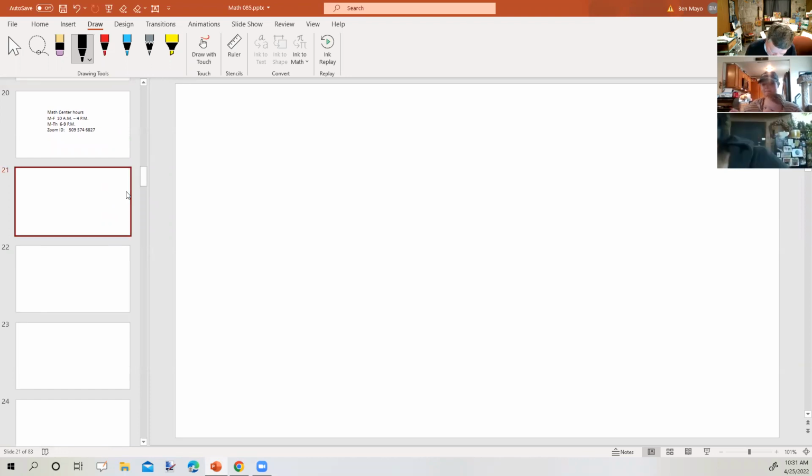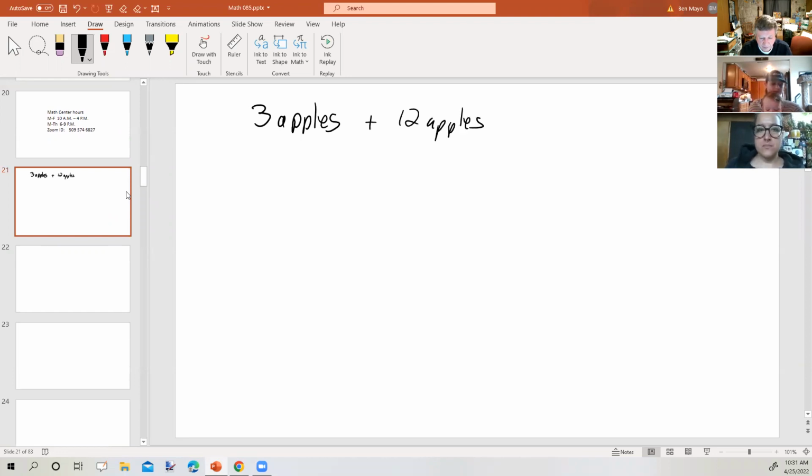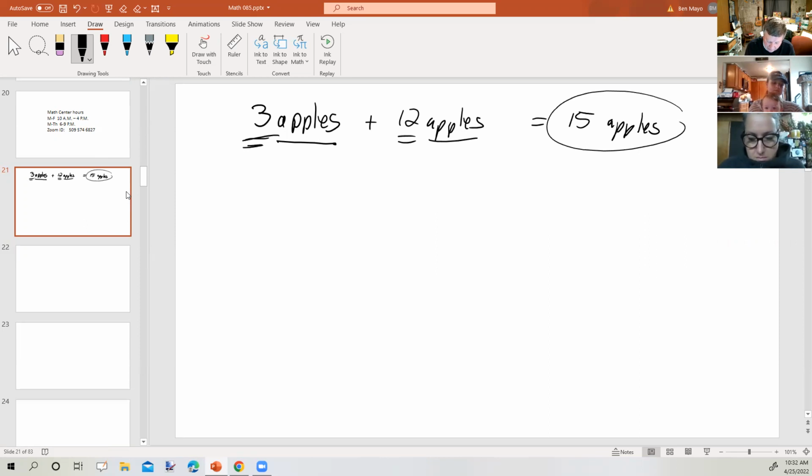Suppose you have 3 apples and your friend comes over and gives you a bag of apples, and in the bag there are another 12 apples. What's the total number of apples you have now? Well, you would take 3 apples plus 12 apples, and you would say, I have 15 apples, right? Okay, so apples is what you've got, and 3 and 12 is how many of them you've got. And to get the total, we add the how many.